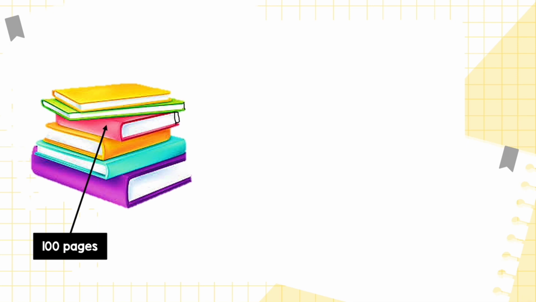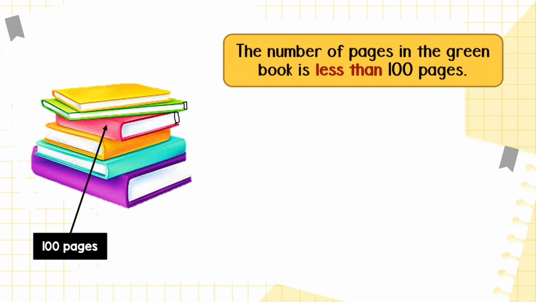However, the green book is shorter than the pink book. So, directly we will know the green book has fewer pages than the pink book. So, if the pink book is 100 pages, the green book maybe is just about 20 pages or 30 pages, as long as it is less than 100 pages. So, we can say that the number of pages in the green book is less than 100 pages.